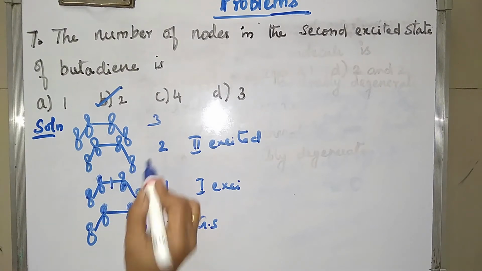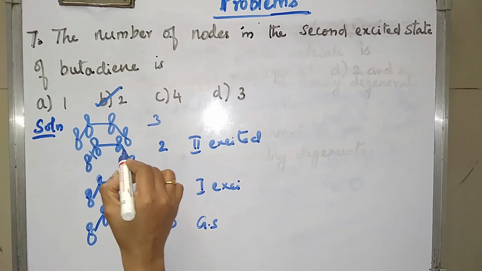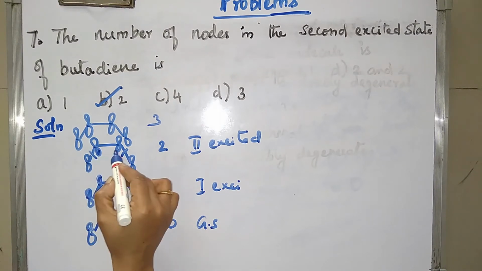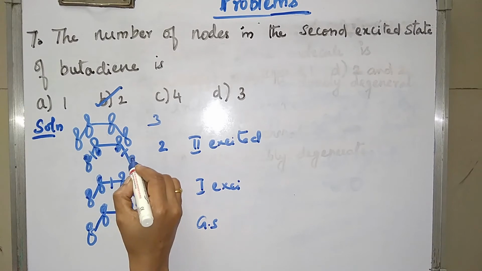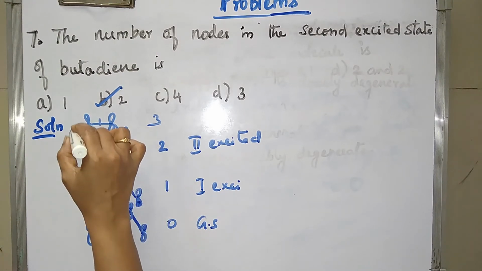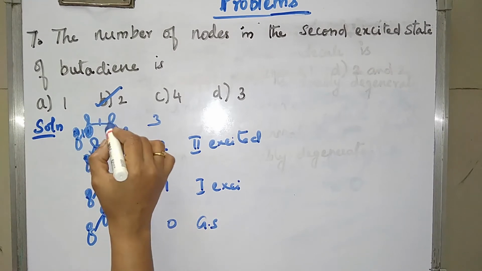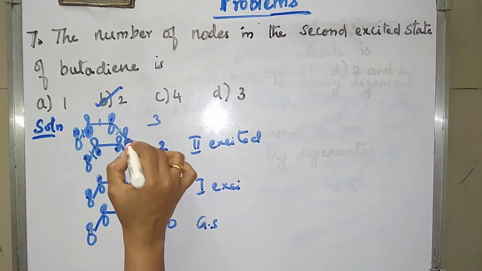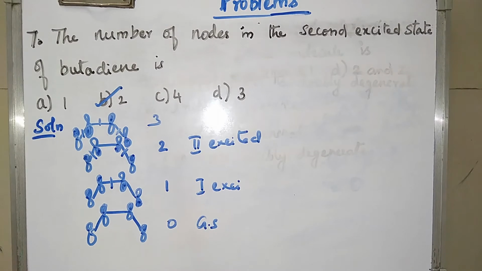Okay, and here 2 nodes are there. 2 nodes means here and here will be the 2 nodes. These 2 are the same. Here and here is different. 3 nodes are there. 1, 2, 3. How? Here one node. Here is also one node. This is also opposite. So 3 nodes will be there. This is the answer for this question.